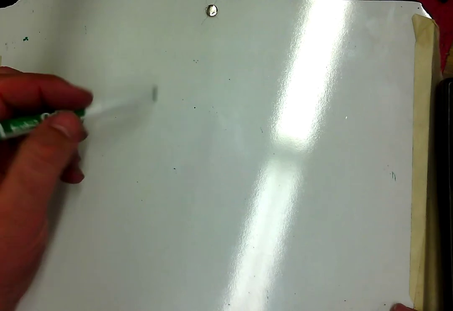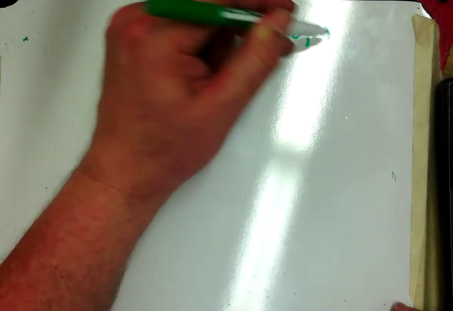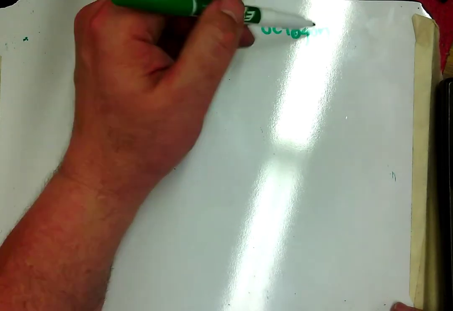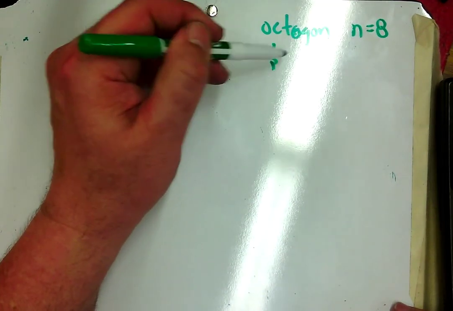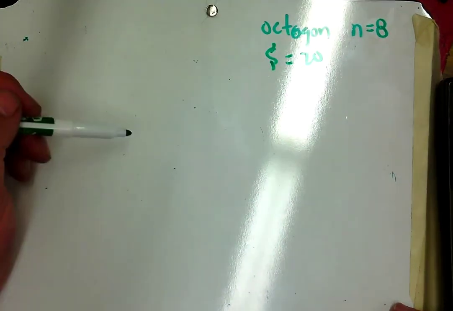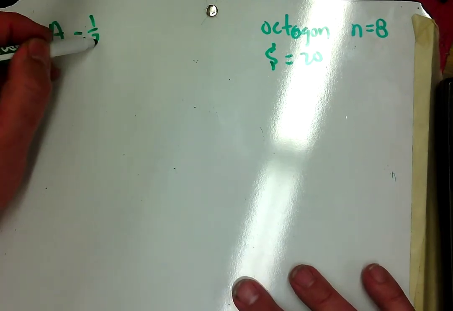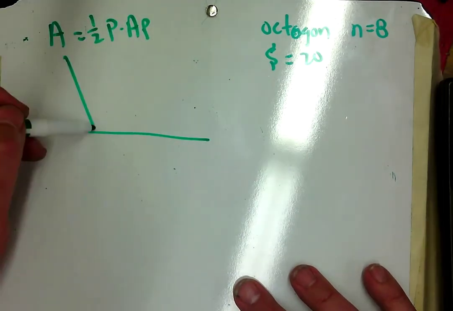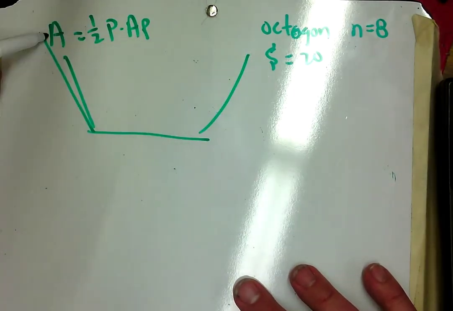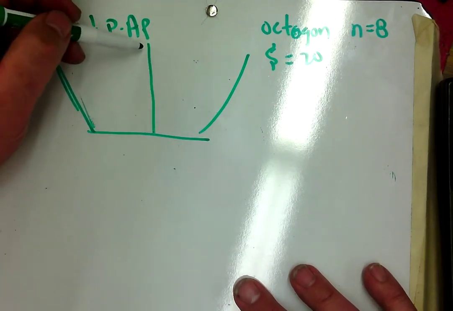Problem number 4 says the area of a regular octagon whose side length, so n equals 8, and the side length in this problem is 20. Okay, again, we need to use area equals 1/2 perimeter times apothem. Again, I'm thinking about an octagon here, something with 8 sides. I'm only drawing part of this shape.